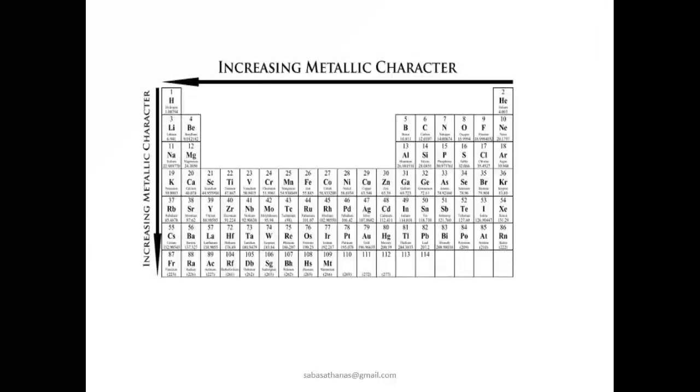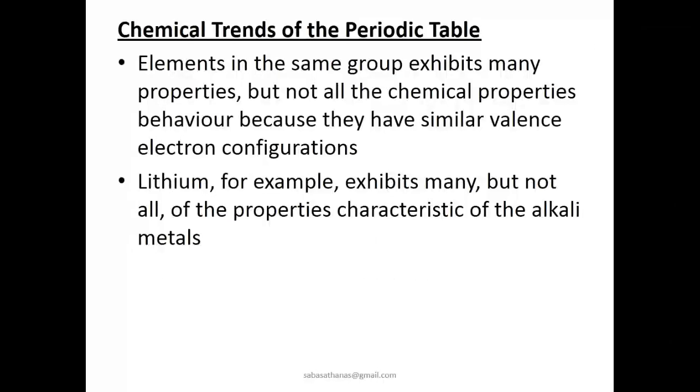But in this periodic table, there is also the chemical trend of the periodic table. We know that elements in the same group exhibit many similar properties, but not all chemical properties and behaviors, because they have similar valence electron configurations.